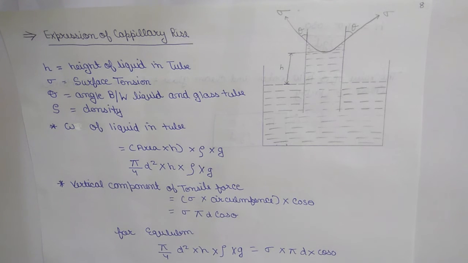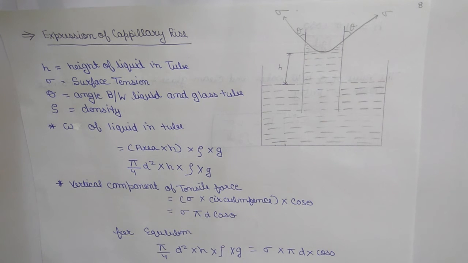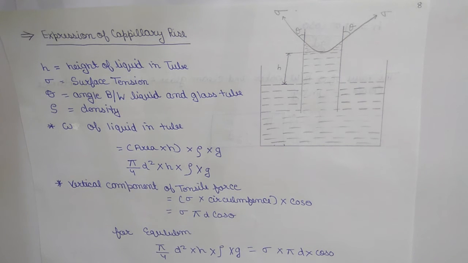Moving on with the expression of capillarity rise, you can see the figure on our right hand side, where h is the height of the liquid in the tube, sigma is the surface tension, theta is the angle between the liquid and glass tube, and rho is the density. Weight of liquid in the tube is given as area into height into density into g, that is pi by 4 d square into h into rho into g. Vertical component of tensile force is given as sigma into circumference into cos theta, that is sigma pi d cos theta.